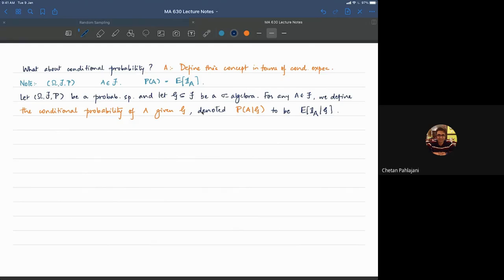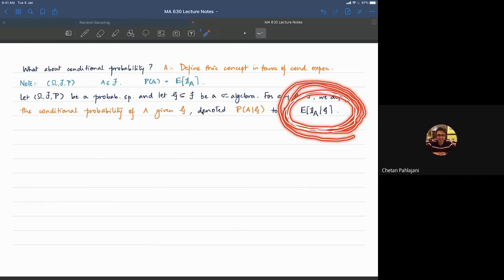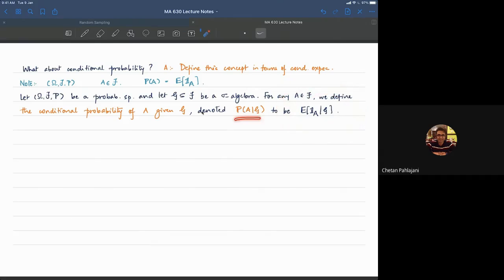Now remember that this quantity you know how to make sense of, right? Because indicator A is a random variable. It is actually an integrable random variable. And so you can talk about this quantity that I'm now circling. So whatever this quantity is, take that as your definition of P of A given G.